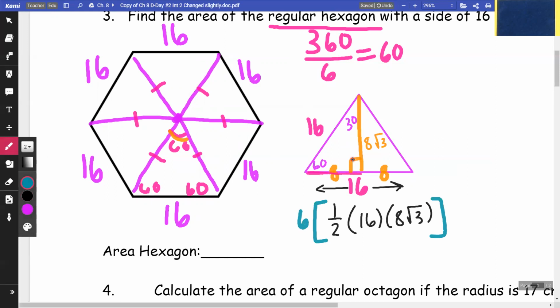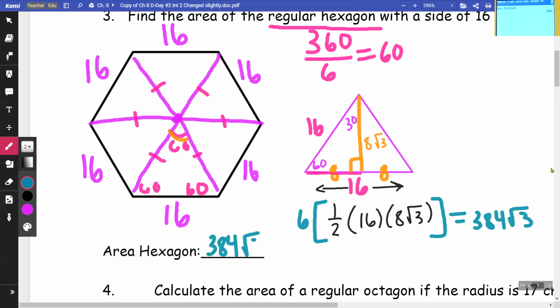Okay. So I am going to put this into my calculator. And I'm going to do 6 times 1/2 times 16 times 8. I'm not going to put in my root 3. So I know I'm going to get 384 root 3. And that is centimeters squared, in terms of units.